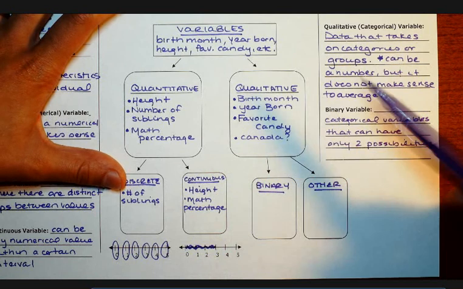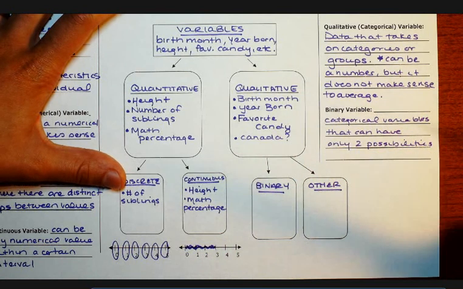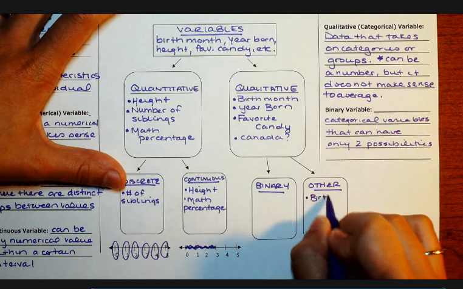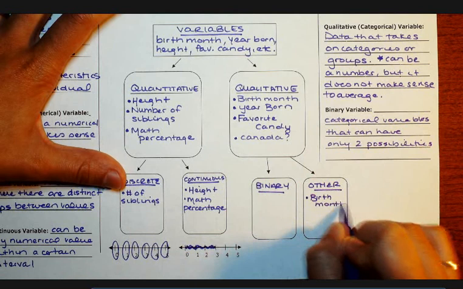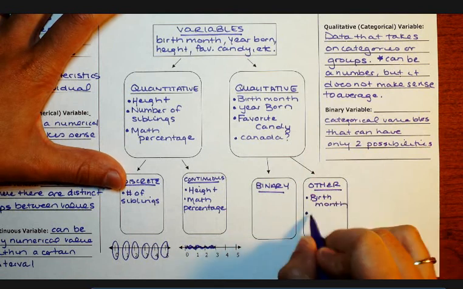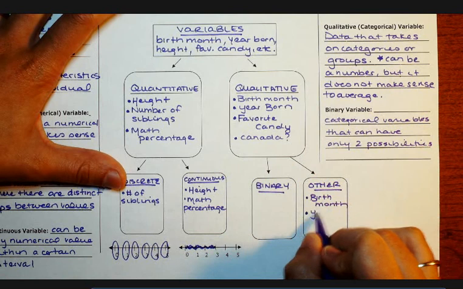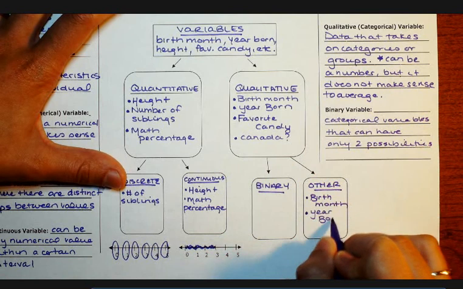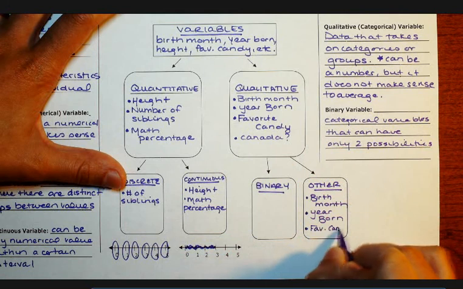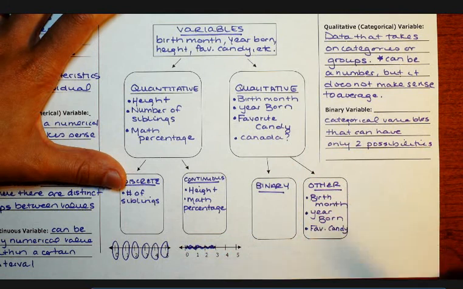So for example, in our qualitative group, we have birth month. Well, we know birth month, there's 12 possibilities, so that can't be binary. All right, same reasoning with year born. There's definitely more than two options, therefore that would have to be other. Same reasoning goes for favorite candy. The have you been to Canada question can only result in two answers, yes or no, and since there's only two possibilities, we would consider that to be binary.